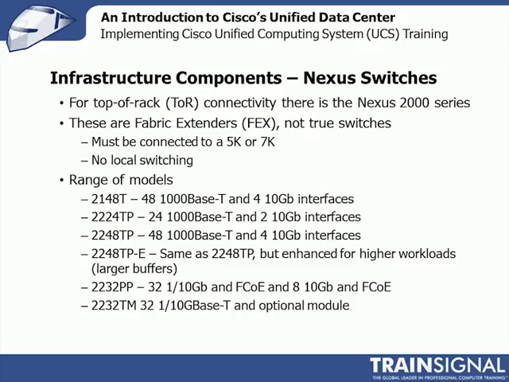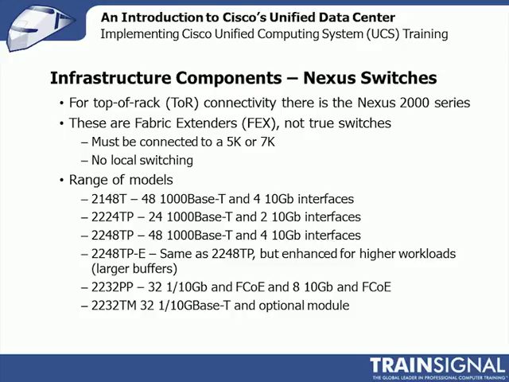There's also the Nexus 2000. These are kind of your top of rack connectivity. These are not true switches, meaning if I take a 2000 out of the box, plug it in, and power it up, it's not going to do anything. It's dumb. It's what's known as a fabric extender or FEX. And you're going to hear FEX a lot in this course. We talk about all sorts of different FEX or fabric extensions in this course.